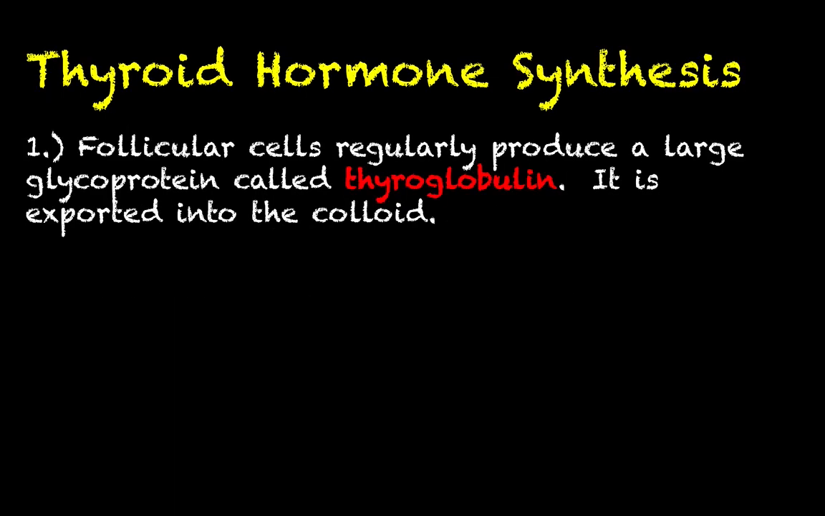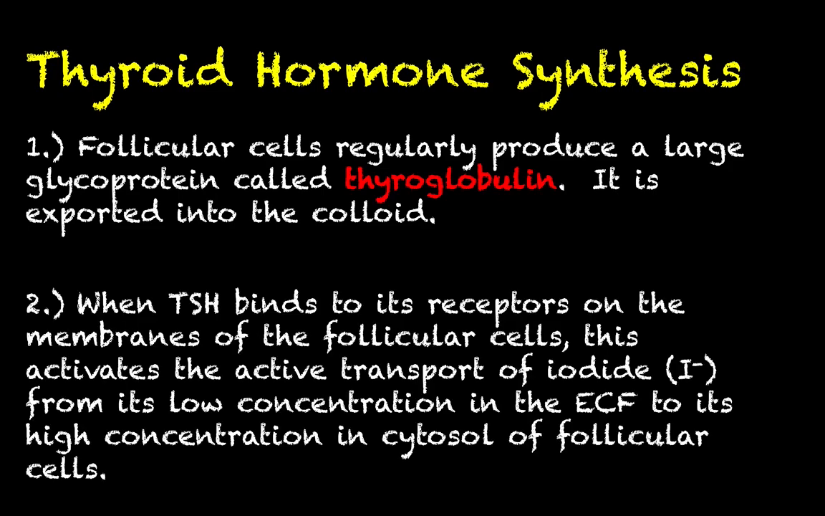So let's quickly go through how thyroid hormone is synthesized. First, follicular cells regularly produce a large glycoprotein called thyroglobulin. This is, of course, not thyroid hormone. This is just a big old protein, and it is exported into the colloid space.